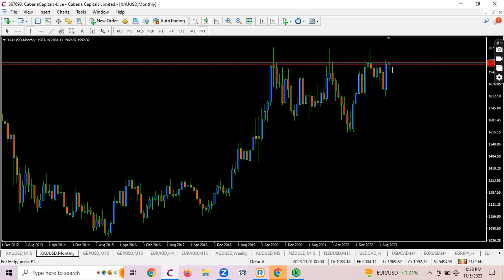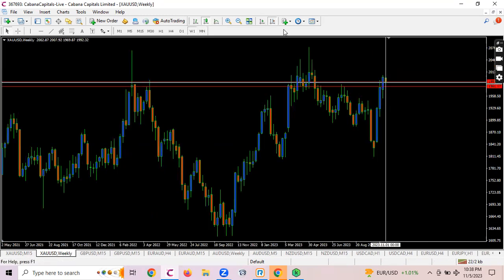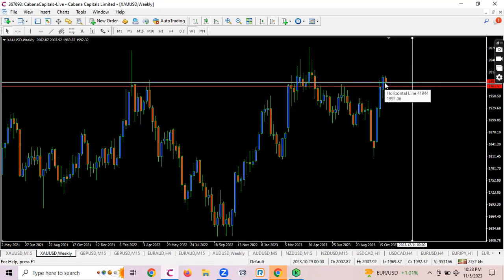So let's go down to weekly. So last week candle closed as hanging man, which indicates change in trend from bullish to bearish. So this week, I am likely going to be looking for sell opportunity on gold.